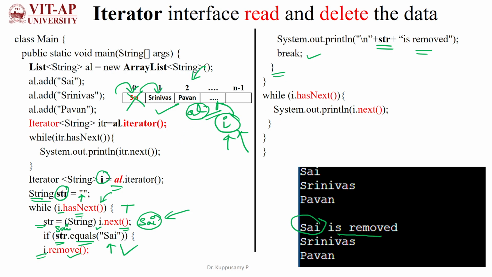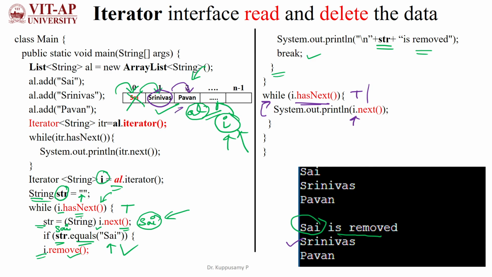Now it is having only two values as of this moment. So for these two values we check I has next. Yes, it has an element, and it prints the current element, denoting here Srinivas. Then it moves the cursor to the next index. Now again the while statement is checking whether it has a next element, any more elements.